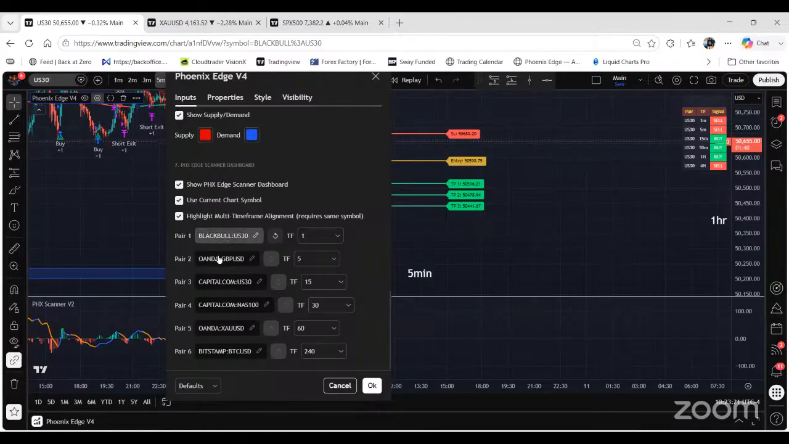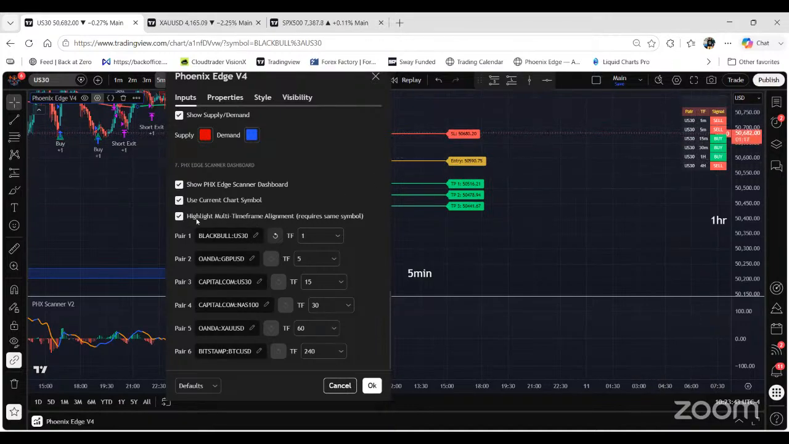As far as the assets to choose, you no longer have to pick the asset that you want to look at on the dashboard. If you keep use current chart symbol on, which is on by default, it's automatically going to switch to whatever asset you choose. So if you're on gold, the asset will switch to gold.